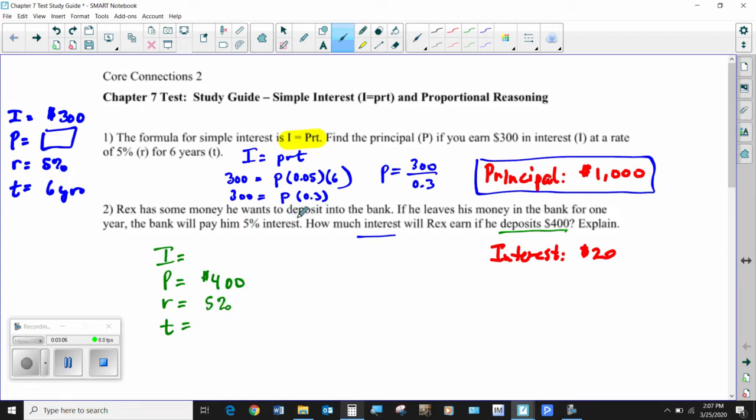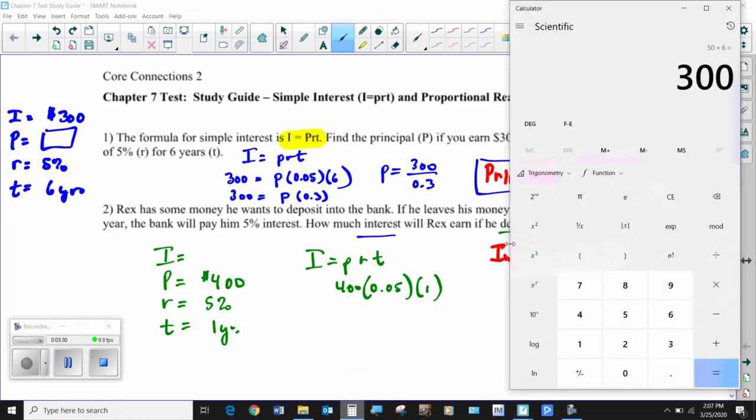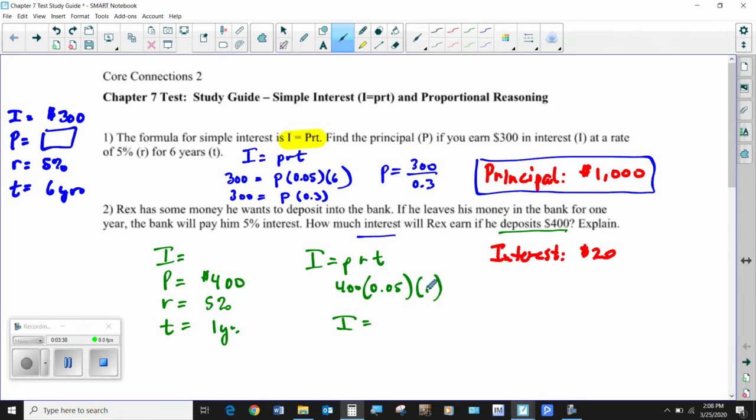For how much time are we talking? For 1 year? And do they give us any other terms? I think it's just by the year, right? They don't say it's going to be per month or anything. So I guess the year is just 1 year. So if I equals PRT, then we're going to take $400 times 5% times 1, and that should give us our answer. What is 400 times 5%? It's $20. So the interest earned, we're going to multiply that times 1, so it's $20. There you go. That's our answer for number 2.